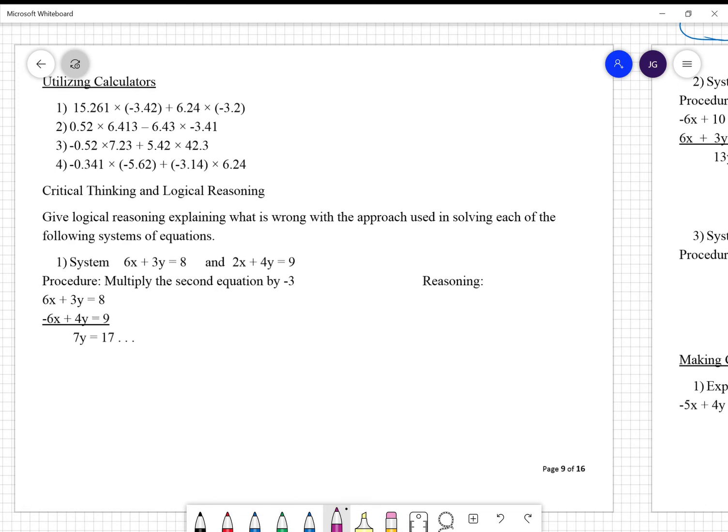Okay, we're continuing our work with solving a system of equations. These first four examples, again, are just practicing your calculator use. So we'll get these down. The first one is negative 72.16062.